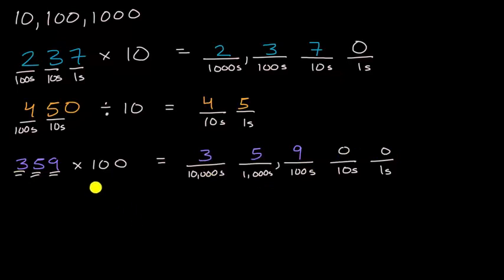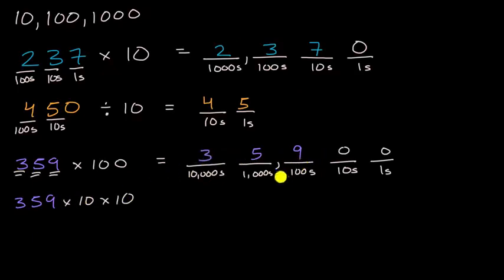Now another way you could think about it is this is the same thing as 359 times 10 times 10. And we already know that every time you multiply by 10, you shift your digits one place to the left. So if you're going to multiply by 10 twice, you're going to shift all your digits 2 places to the left, which is exactly what happened here.